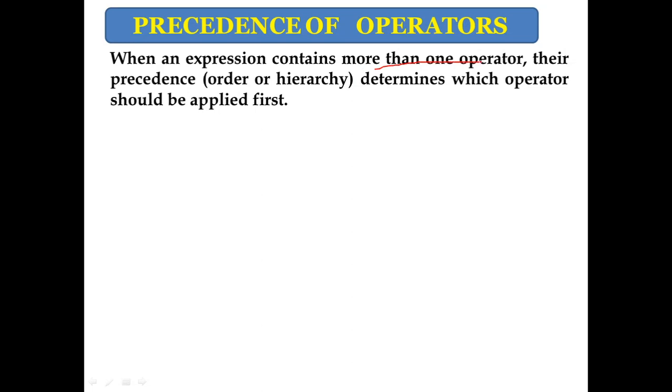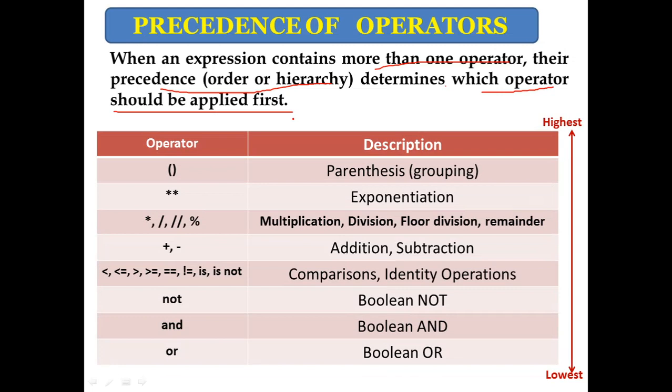When an expression contains more than one operator, till now we have seen only one operator, the hierarchy determines which operator should be applied first. That is called precedence of operators, priority order. Let's check this table, highest to lowest. In the table, all the most important operators are shown. The topmost priority is parenthesis, grouping. Second is exponentiation, power. Then star, slash, double slash, modulo: all have the same priority, but less than exponentiation. Then plus and minus, having the same priority.